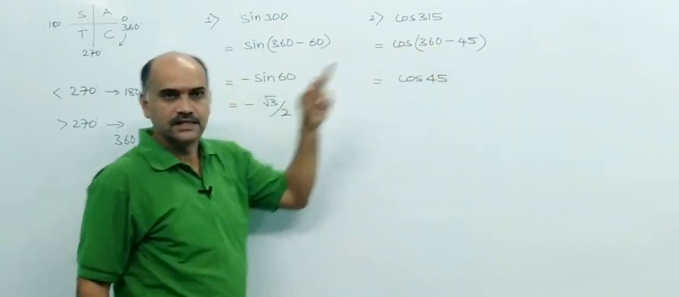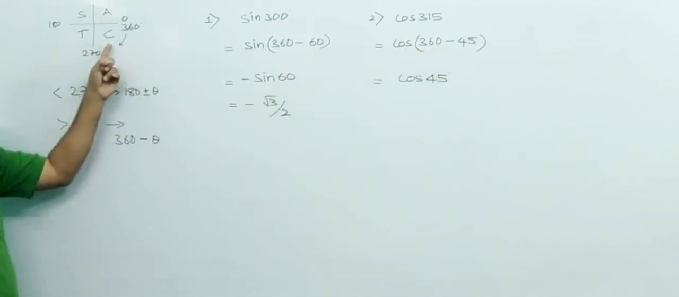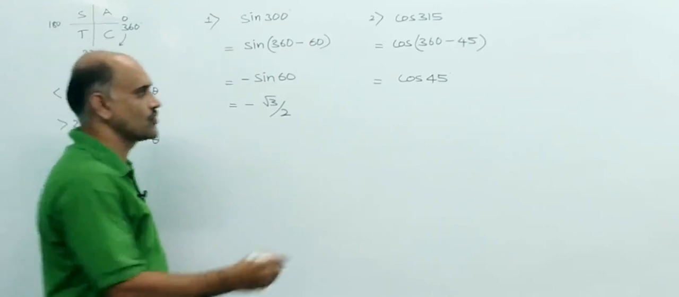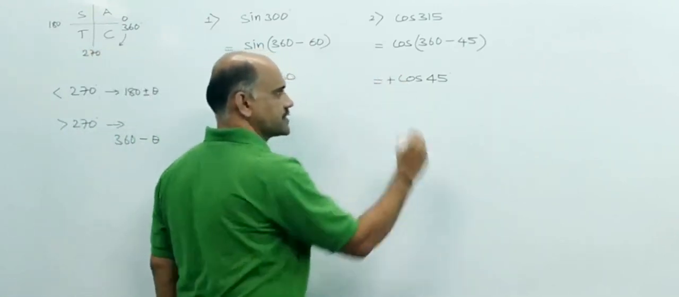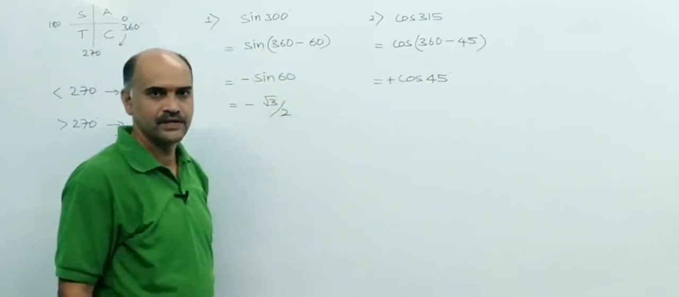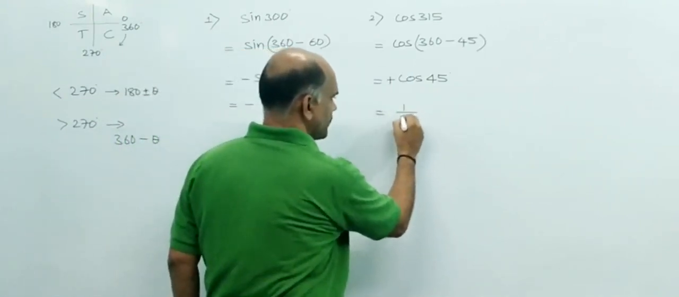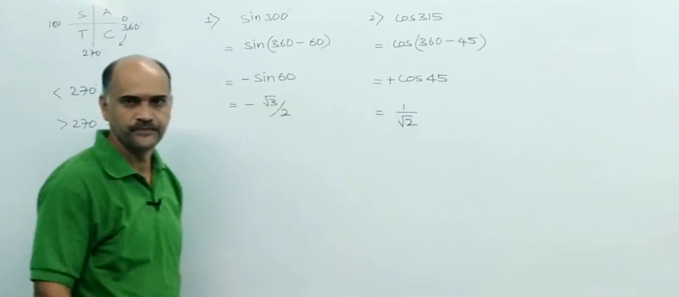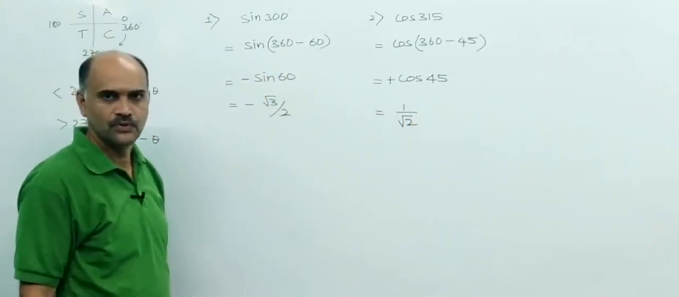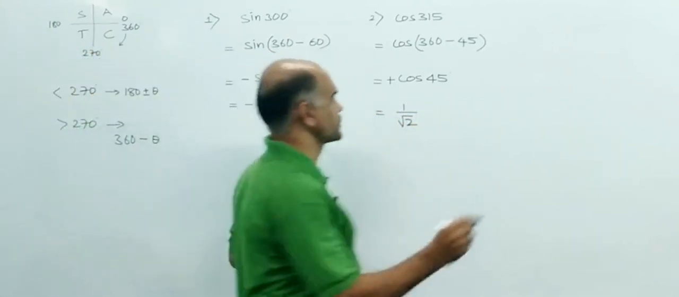360 minus means it is in the fourth quadrant. In the fourth quadrant, cos is positive, so plus. Now substitute the value. Cos 45 is 1 by root 2. Clear, students? Next.